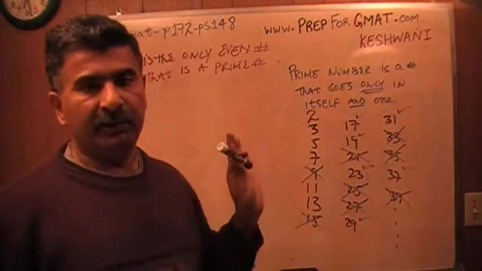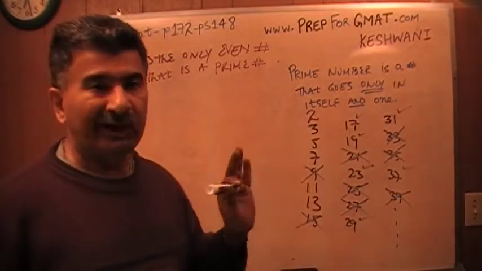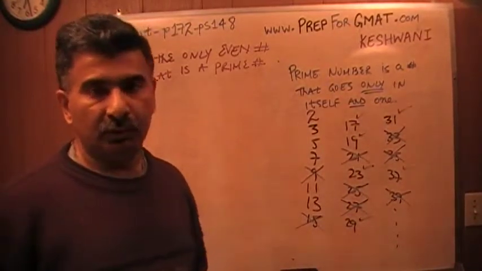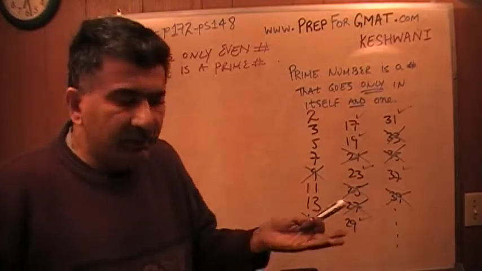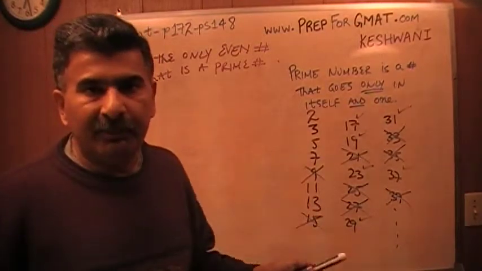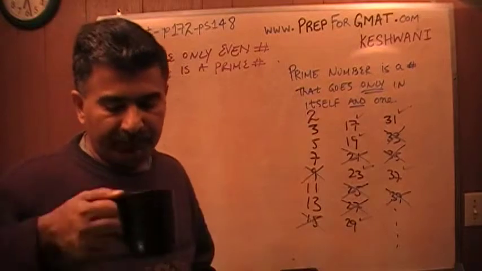2 is the only even number. No other even number will be a prime number, because if it's an even number, by definition, it will go into 2. Any even number will go into 2, and that's the end of the story. Because if it goes into any number other than itself and 1, it cannot be a prime number.